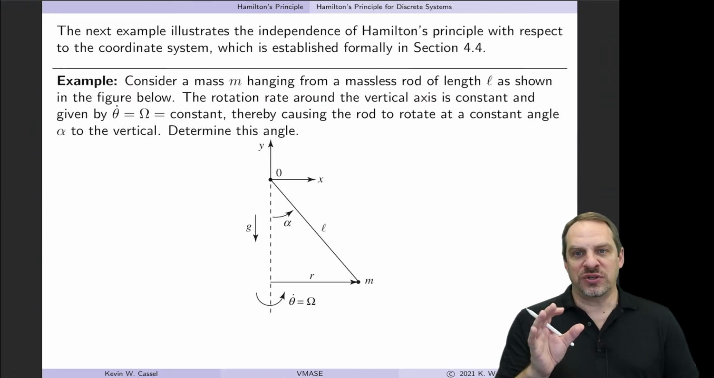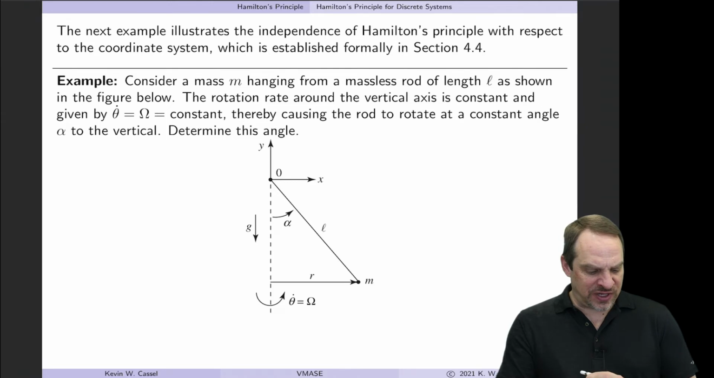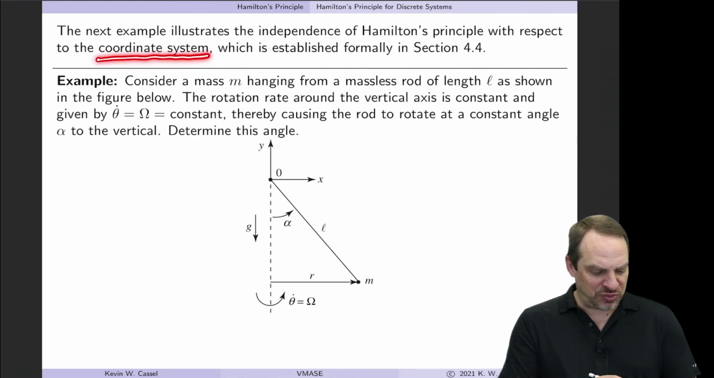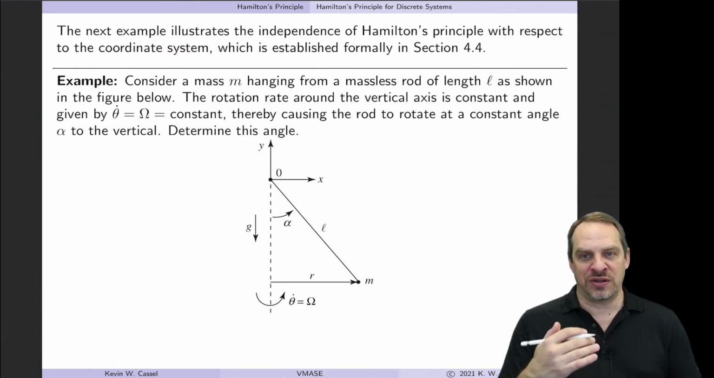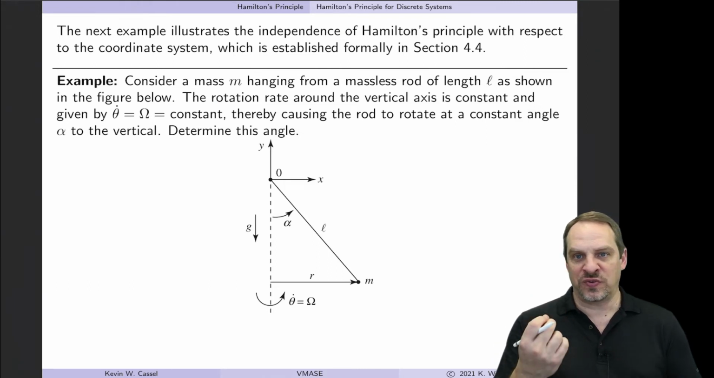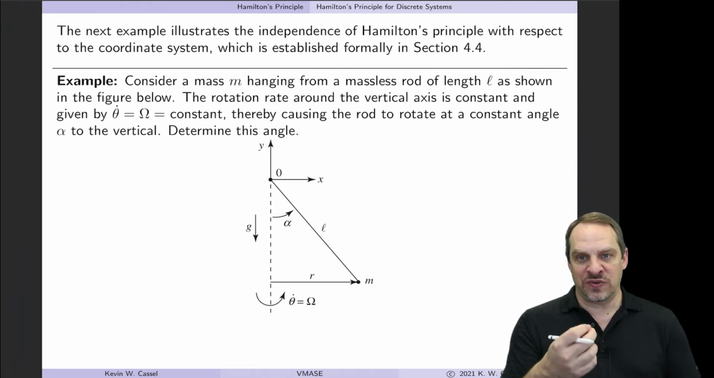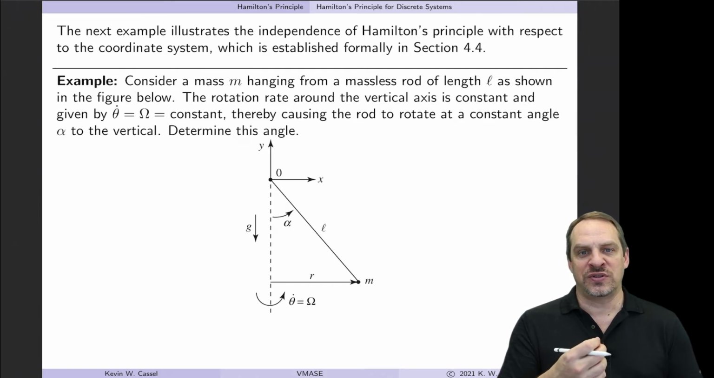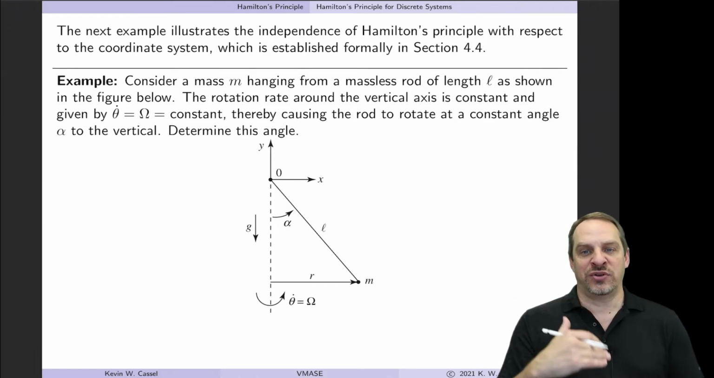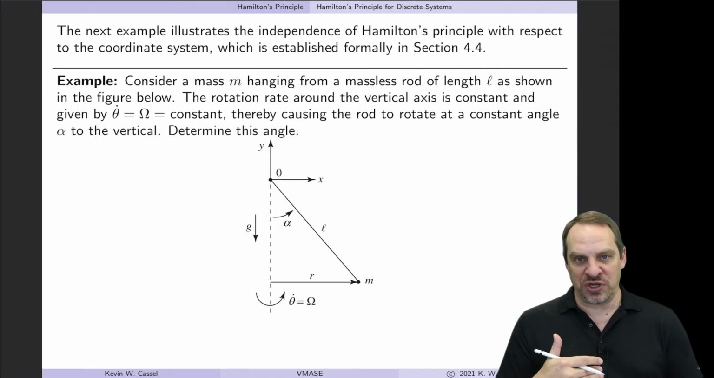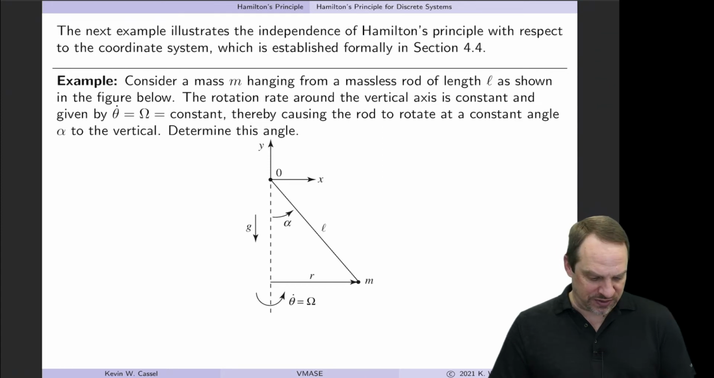All right, let's do one more example, and in this case, we're going to emphasize this fact that Hamilton's principle is independent of the coordinate system. And so the choice of the coordinate system will actually be a secondary consideration rather than a primary consideration. So we first focus on getting the T and the V, the kinetic and potential energy for the system. We'll write them down in their most natural variables, and then we'll later determine what variable or variables we want to use in order to express this system in a particular coordinate system.